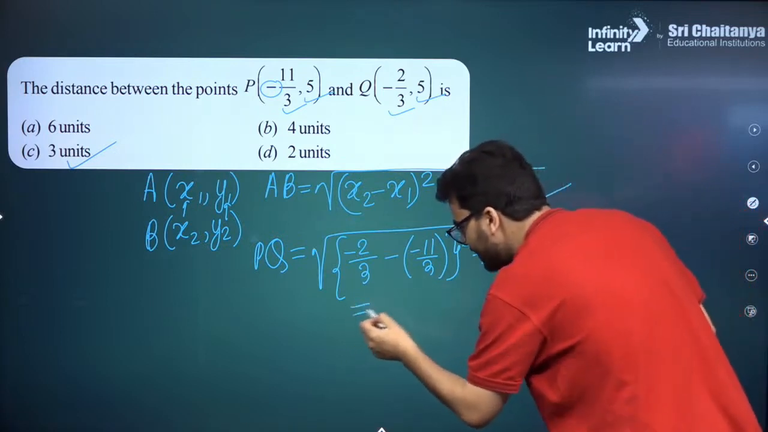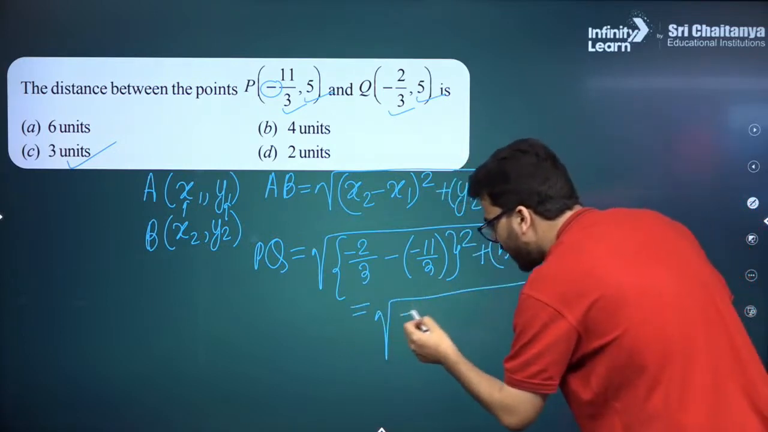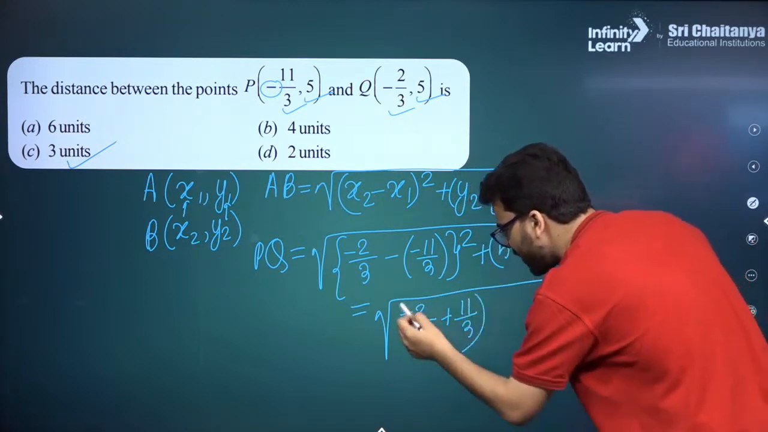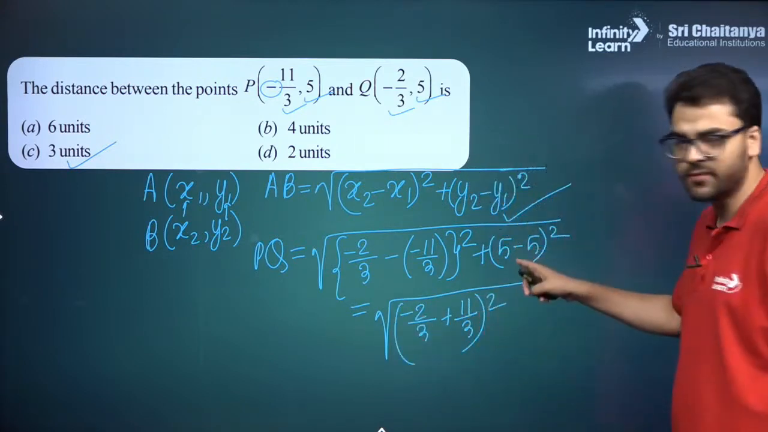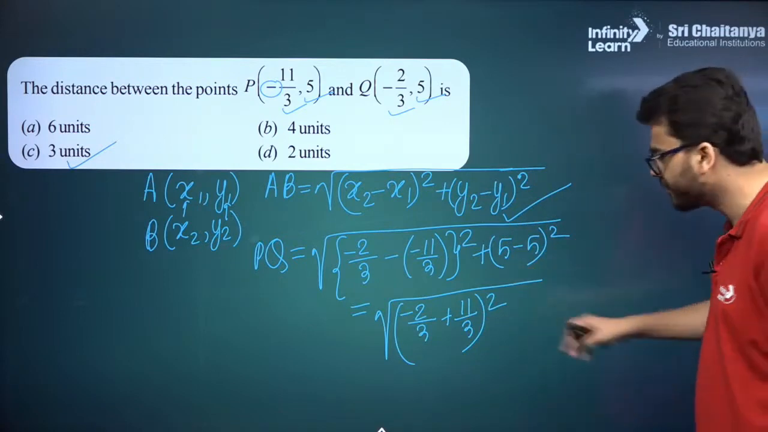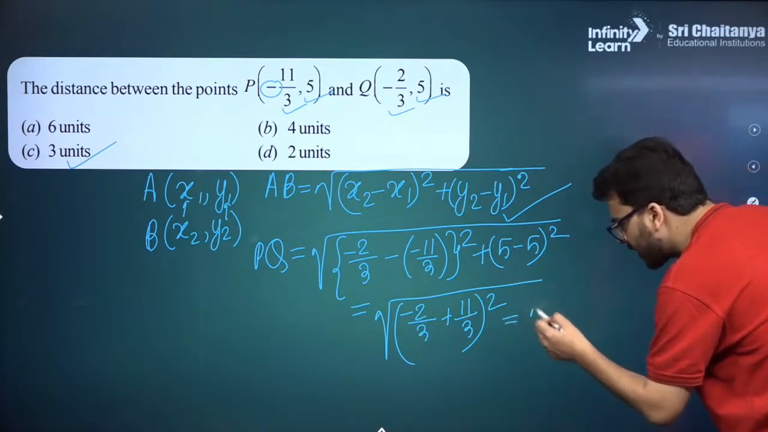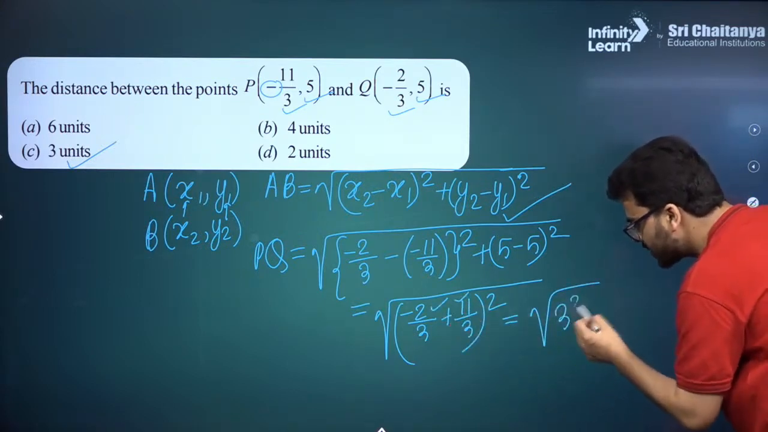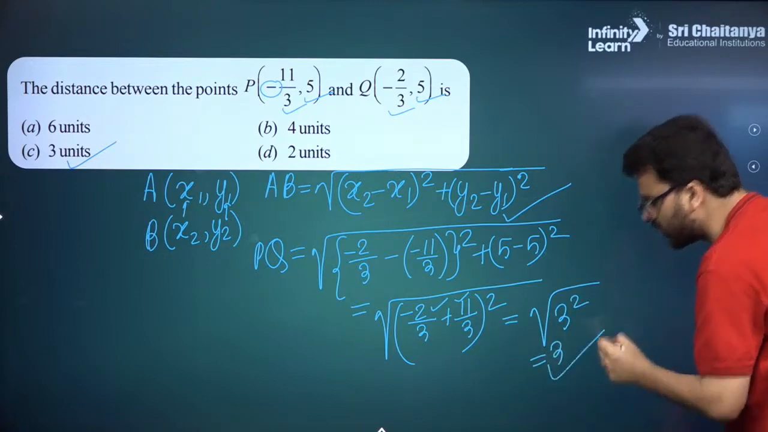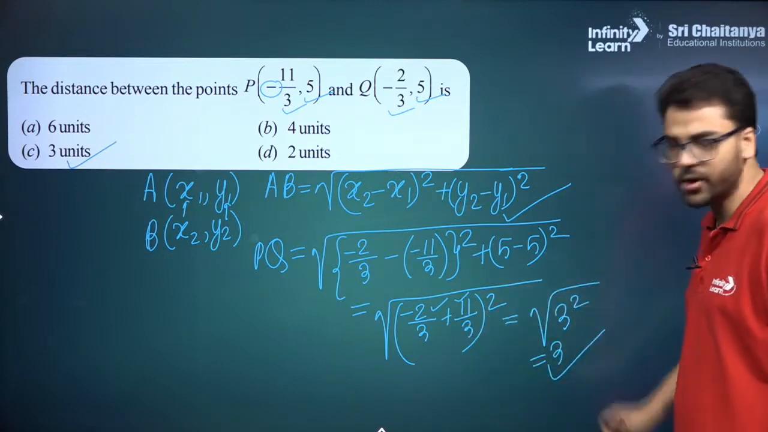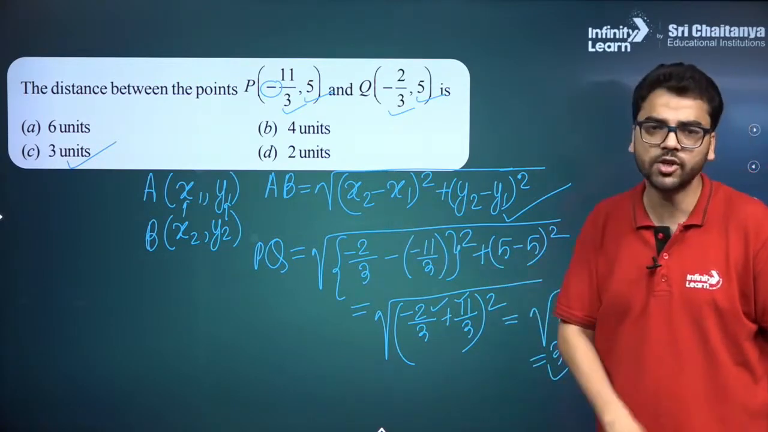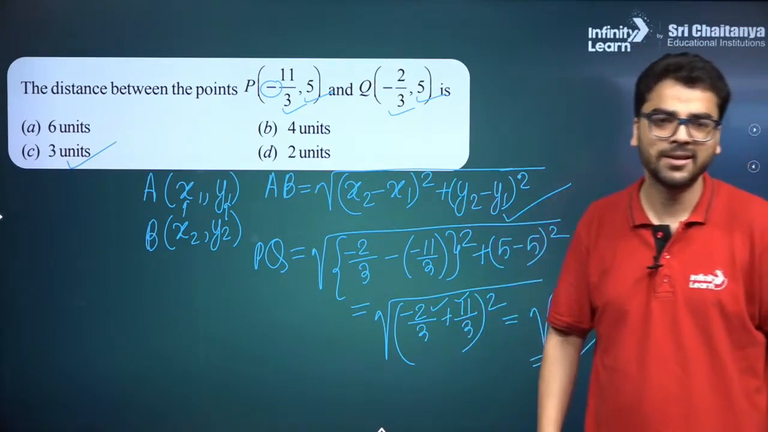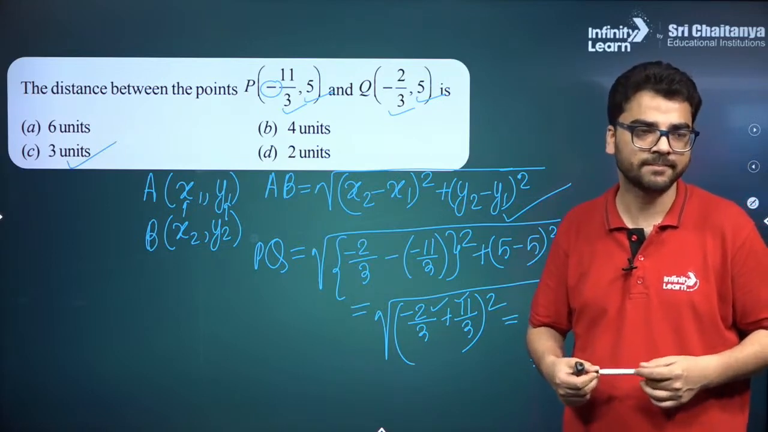You can simplify it easily over here. So this will give you minus 2 by 3 plus 11 by 3 the whole square, and 5 minus 5 is 0 itself. This one is 0, so you don't have to bother about that, right? Now if you simplify, you'll get square root of 11 minus 2 is 9, 9 by 3 is 3. So this is coming out to be equal to 3 units only. You just have to simplify, you'll get 3 units. I hope this is clear. It's a direct question on the basis of the distance formula. Any doubt in this question, guys? Just confirm that in the chat.